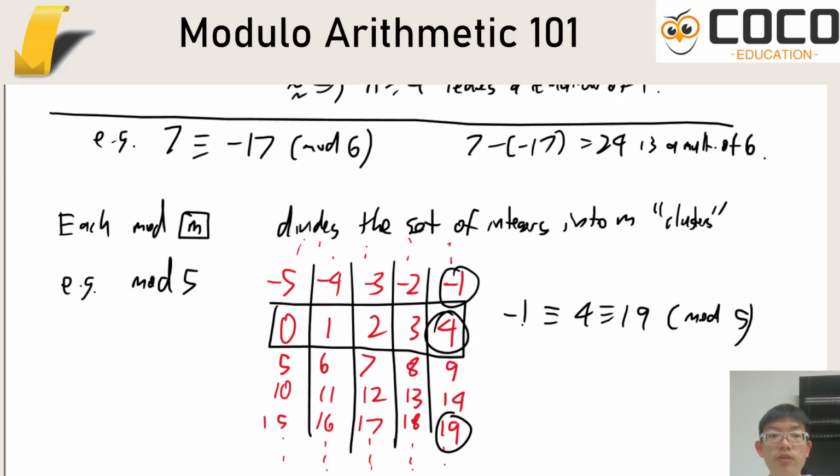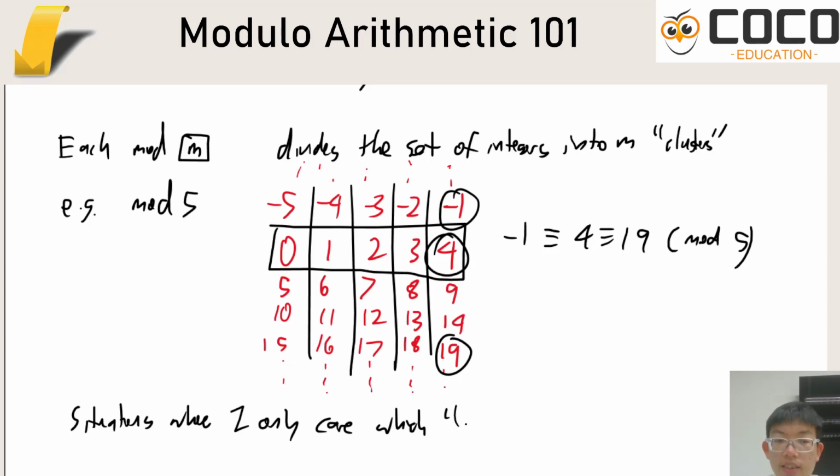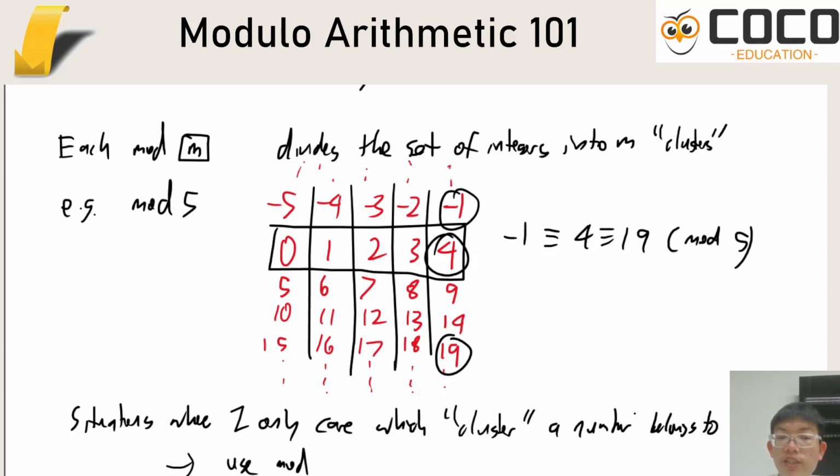At the heart of modular arithmetic is the notion that in a particular problem or situation where I only care which cluster a number belongs to, that will be when I can use mod whatever it is. So mod m: if I have 5 clusters like this and I want to know which of them it is, then mod 5.